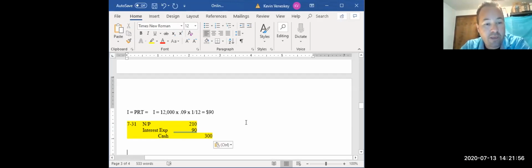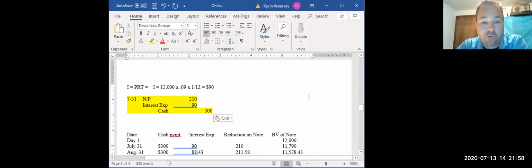And that's where you start making an amortization table. So what I did here is I have these categories. How much am I paying? That's going to stay the same. How much of those payments go to interest? What's left? That's what goes to the note.